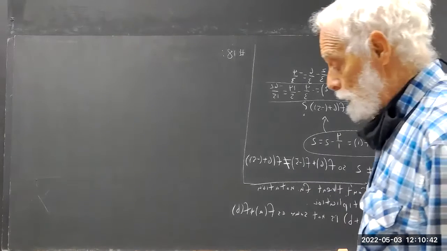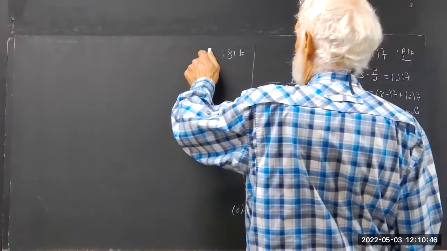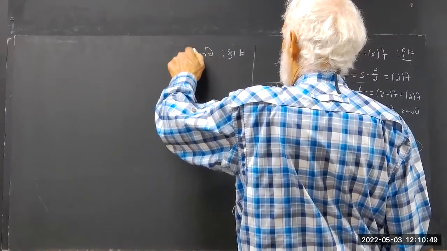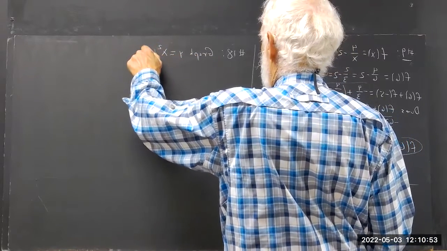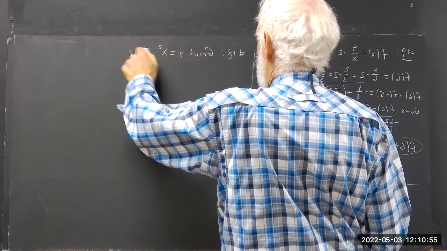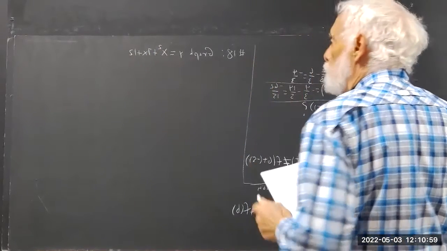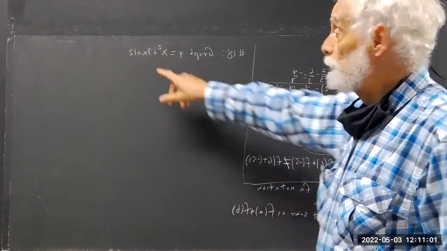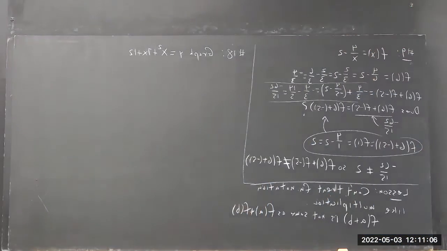Okay, so number 18. Basically, it's asking us to graph y equals x squared plus 7x plus 12. Well, I'm going to use this factors into x plus 4 times x plus 3.